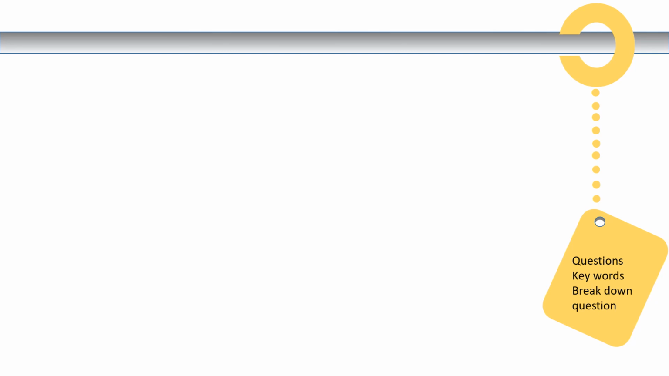It's all good and well just looking at the question and answering the question, but we must answer the question in relation to the key words. So if it says to explain, then you go into detail. If it says to evaluate, then you need to weigh up the pros and cons, which is a different type of answer. So it's important to look at the questions and the key words to those questions.